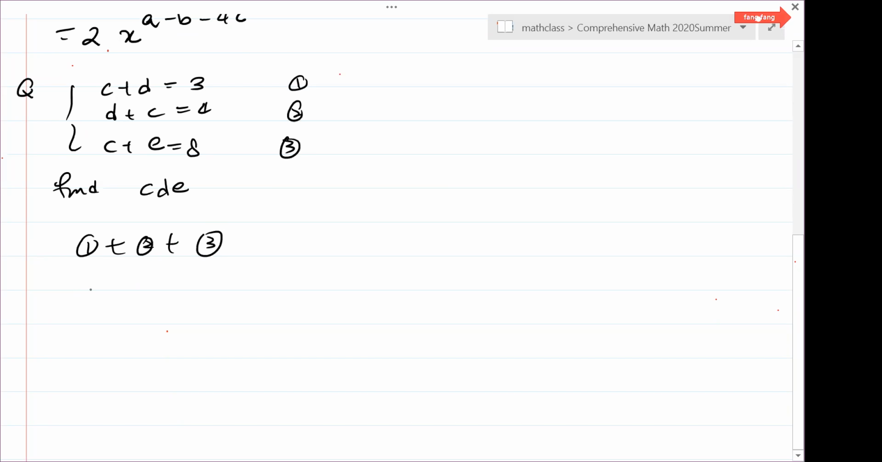You have 2C, 2D, 2E. And the right-hand side will be 3 plus 4 plus 8. That's going to be 15. So now you get C plus D plus E is going to be 15 divided by 2, okay?